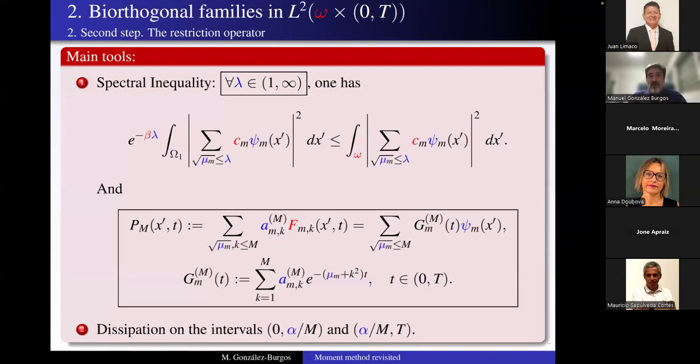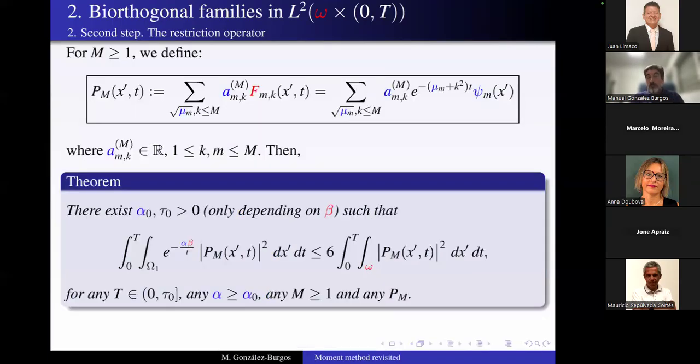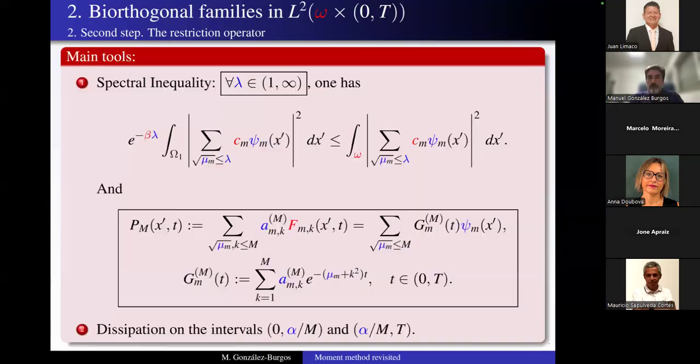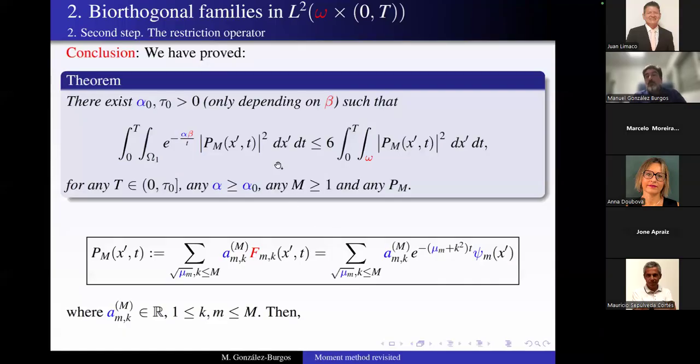And some ideas. The idea is to apply the spectral inequality to PM. PM is this sum and is in particular this coefficient GMMT, find CM. We take CM equal to GMMT. We apply the spectral inequality and we play with time. And, well, we use the dissipation on the interval alpha 0, alpha over m and alpha m over t. Well, and after some computation, we can prove this theorem. I prefer not to go into detail, but in any case, this is the conclusion. We have proved this theorem.